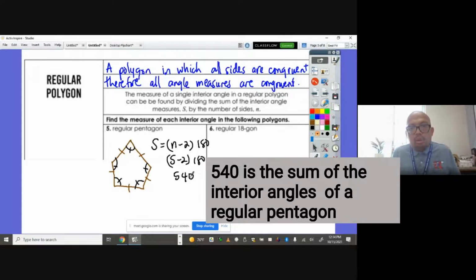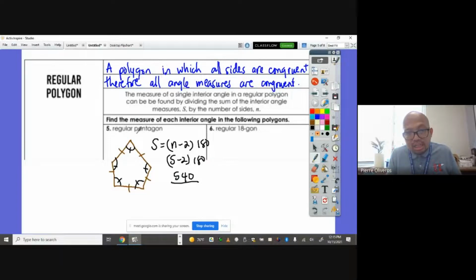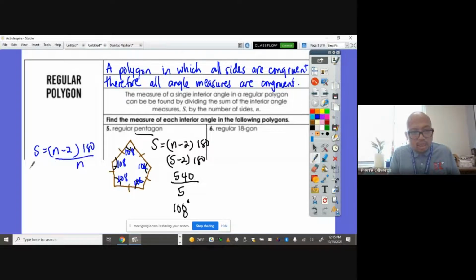And we will divide it by the number of sides. How many sides do we have here? It's 5 sides, so divide by 5. So 540 divided by 5 will give us 108 degrees each. So each of them will have 108, 108, 108, 108, 108. Very simple. So the formula there was S equal to n minus 2 times 180 divided by n. This is for each interior angle.